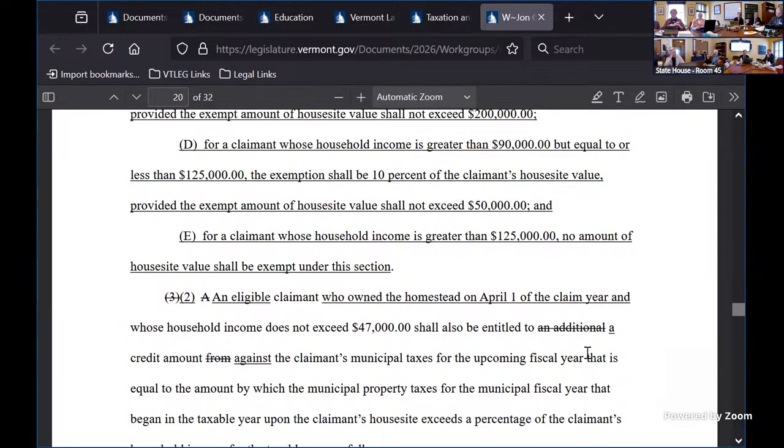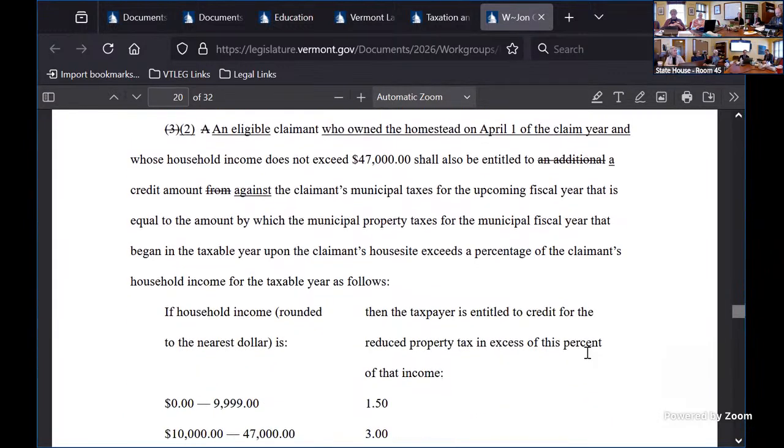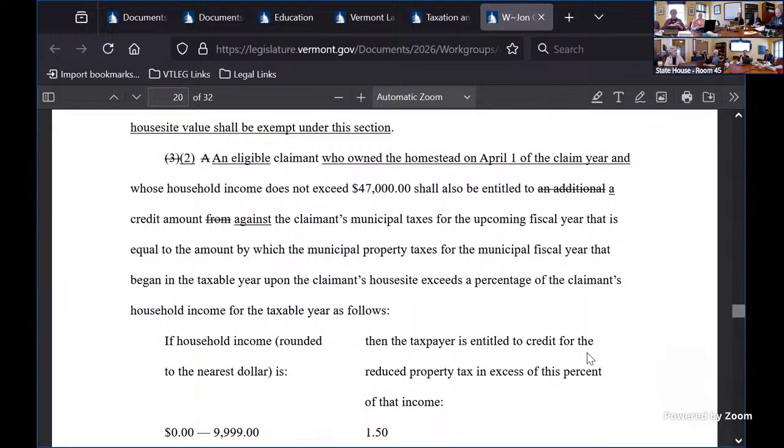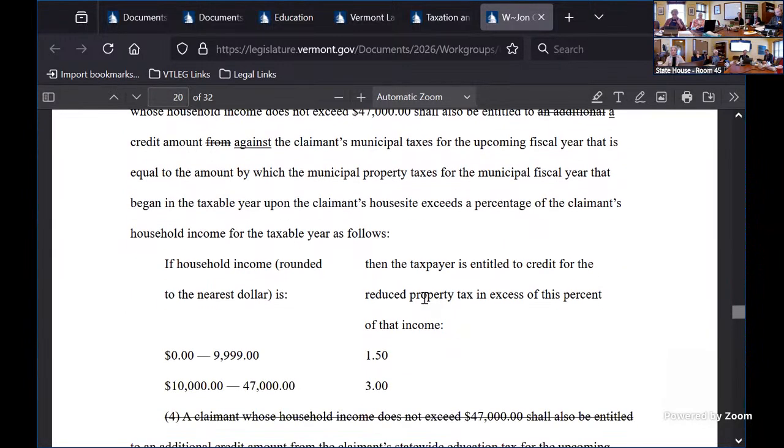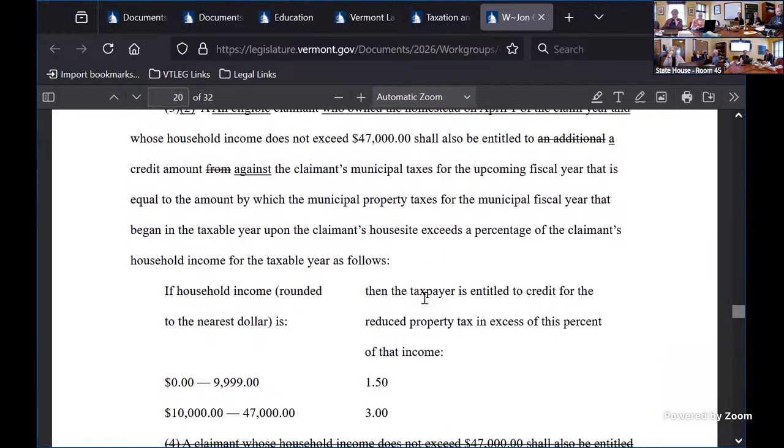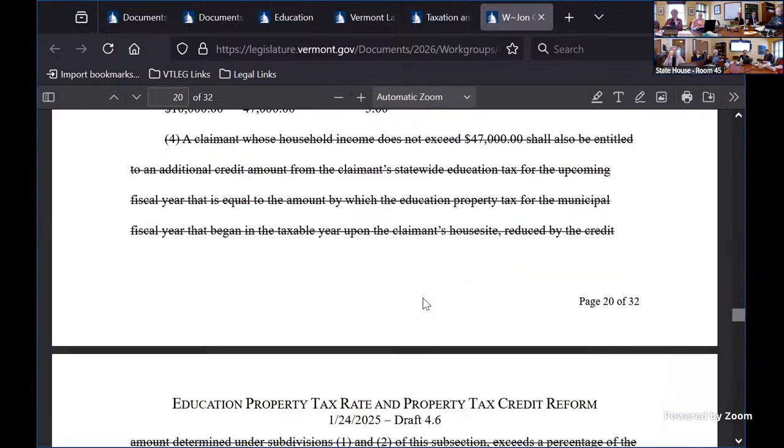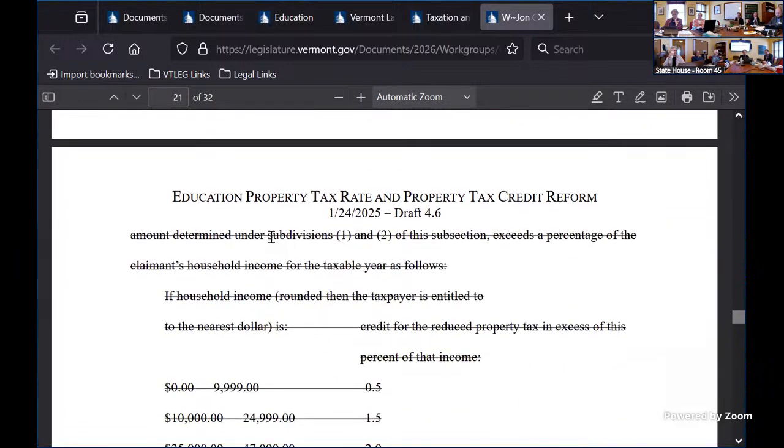So that is the proposed replacement for the existing property tax credit. As the chair identified, the municipal circuit breaker still exists. That's what you're seeing here in subdivision 2, so I won't walk through that. That's what current law is; that's just maintaining this provision. This proposal no longer includes subdivision 4, which was the education equivalent of the circuit breaker, because now you have the outright exemption rather than an additional credit.